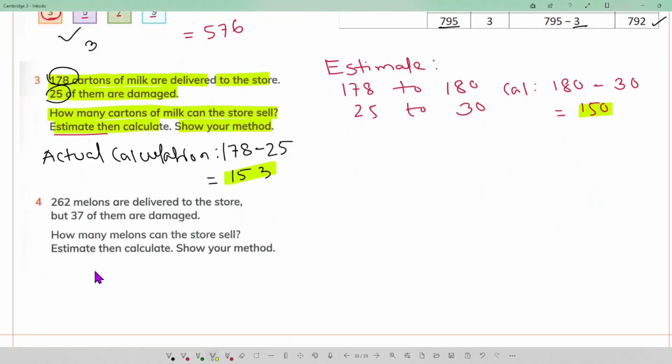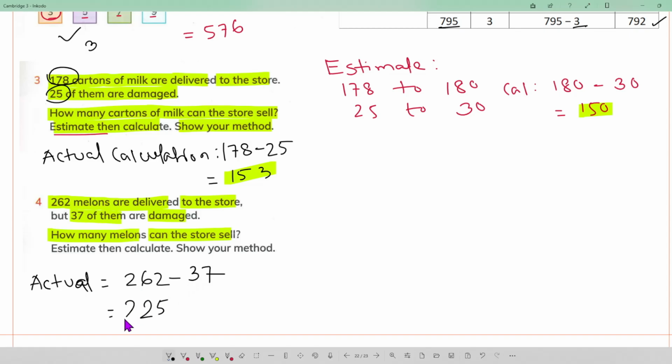Next, number 4. 262 melons are delivered to the store, but 37 of them are damaged. How many melons can the store sell? So damaged and already delivered. So actual: 262 minus 37. What will be the answer? 12 minus 7 is 5, carry 1. 4, 6 minus 4 is 2, and 2. So this is our actual answer, 225.